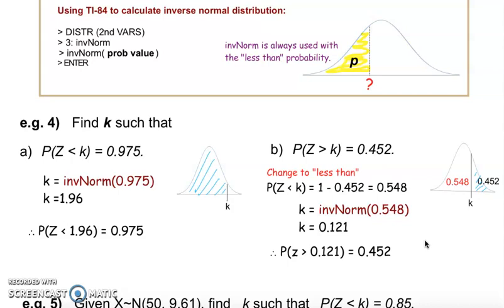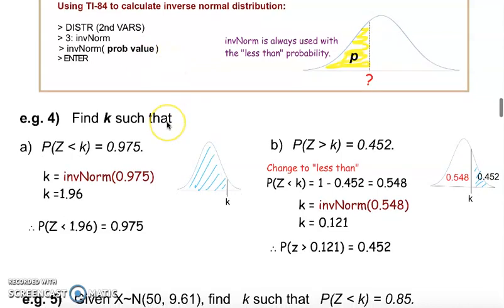In general, to calculate inverse normal distribution using your TI, you need to invoke the second function, vars, to go into the distribution menu again. The function that you want to use is the inverse normal, usually the third one, invNorm, and then you punch in the probability value. We'll look at this using specific examples.